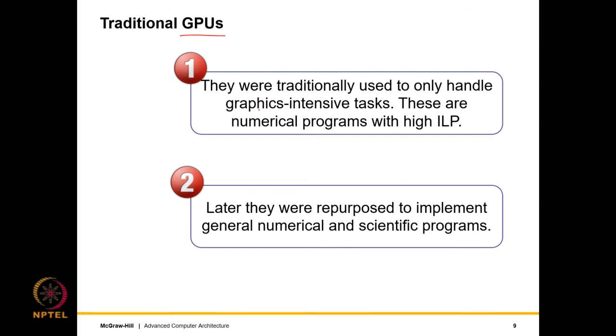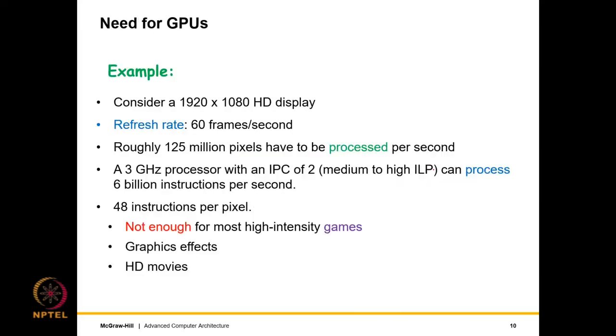So initially they were handling graphics intensive tasks, like mostly handling the windowing systems of modern operating systems and also games. But later on they were repurposed to run numerical programs and scientific programs, right? So this is how the GPU, the graphics processor unit, became a GPGPU. All right, a general purpose GPU. So what is the need for a GPU?